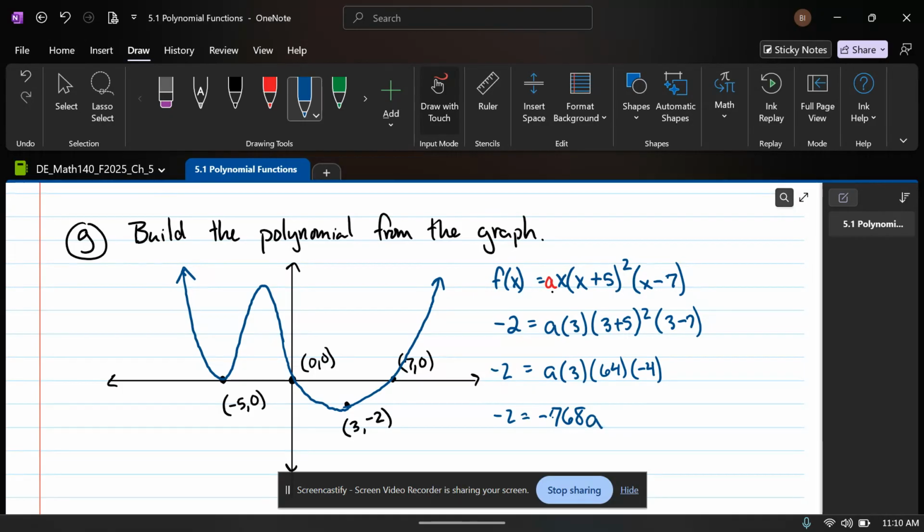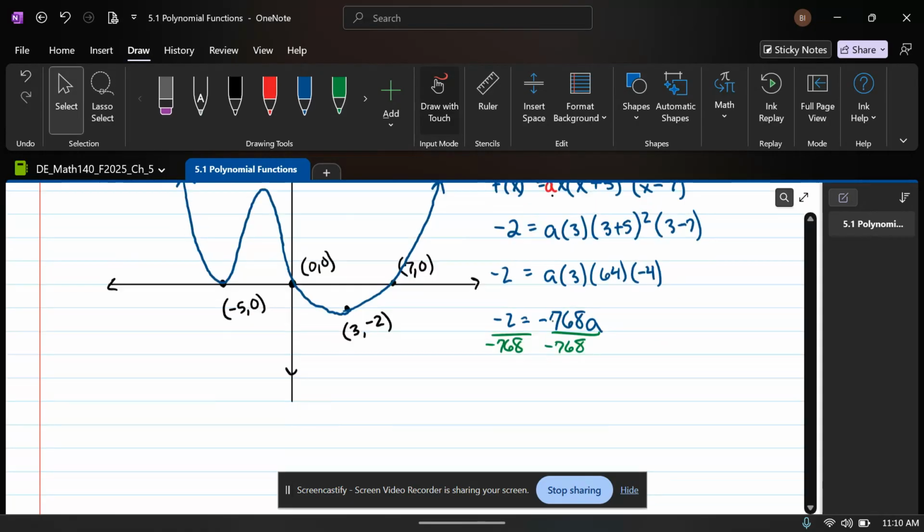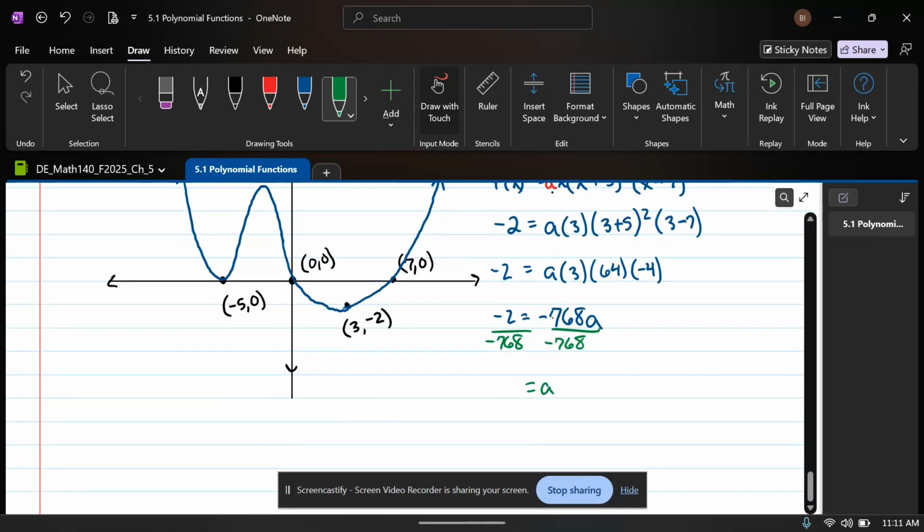A. That's going to be a weird A. Divide by negative 768. Negative 2 divided by that. And then math, enter. Get the fraction 1 over 384. So that's my A value.